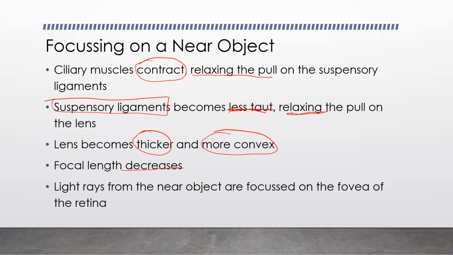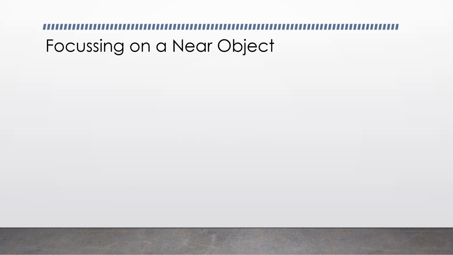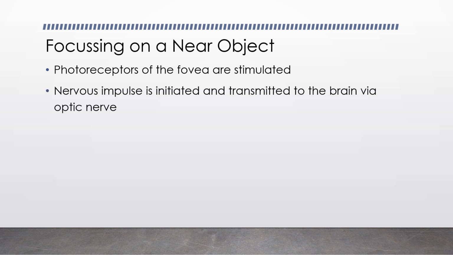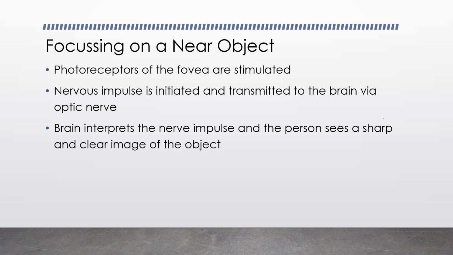It's focused onto the fovea, and because of all this focusing on the fovea, the photoreceptors will be stimulated, nerve impulses initiated and transmitted to the brain, and the person can still see a near object sharply. So, two scenarios. These three parts of the eye are involved in what we call accommodation or focusing.